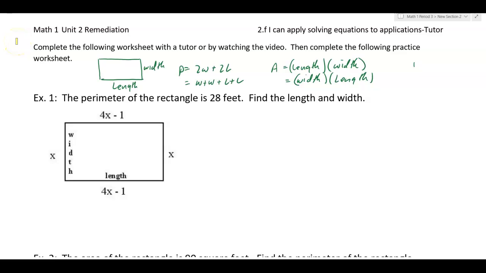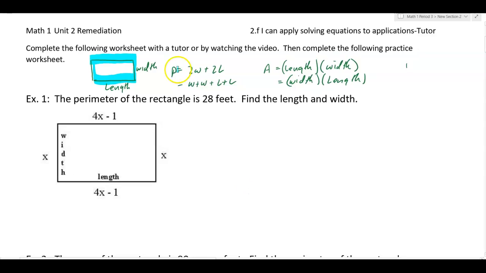So this lesson's on 2.f, which is applying solving equations to applications. One of the most common applications of equations is geometry problems. In this unit, we talked a lot about area and perimeter problems. So if you remember, the perimeter of a rectangle is the distance around it.